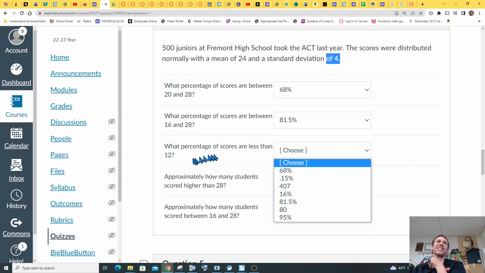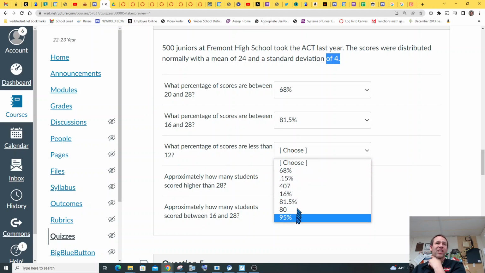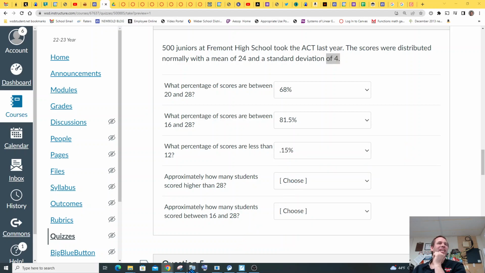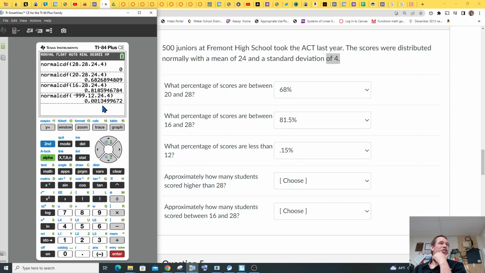What percentage of scores are less than 12? I don't even see a 0 percentage. This is lame, I need to fix this assignment. Sorry about that. Oh yeah, that's 0.015%, that could be right. It should be 0.013, but whatever. So that's a fraction of a percent: if that's 1%, then this is about 1/3 of a percent. I should change these numbers to be more exact, but stay with me.